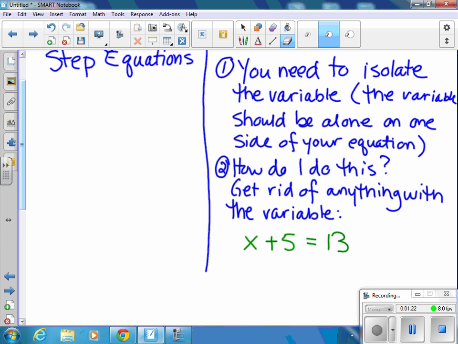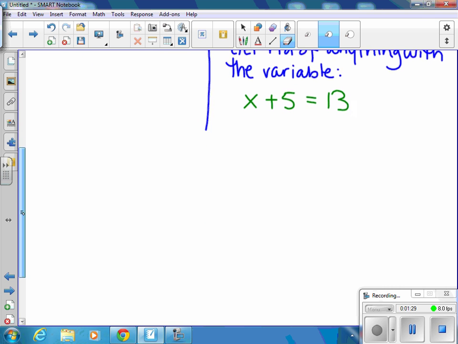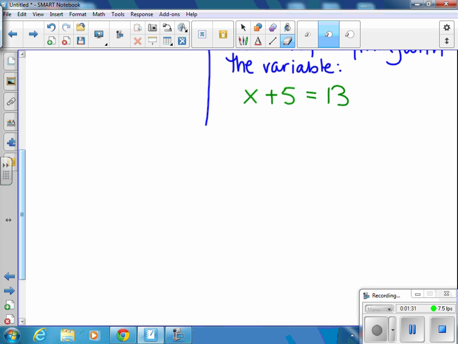So step 2, how am I going to do this? I need to get rid of anything that is with the variable. So I'm going to get rid of 5. 5 has to go. So I'm going to just circle him to show that this is what I'm going to get rid of right here. The same thing like we're talking about circling our terms. I'm circling this to show that I'm going to get rid of this.